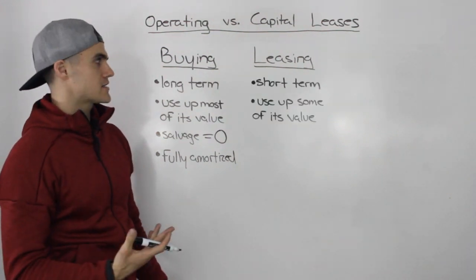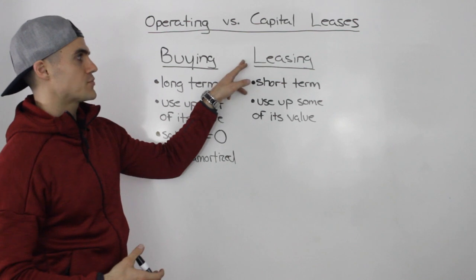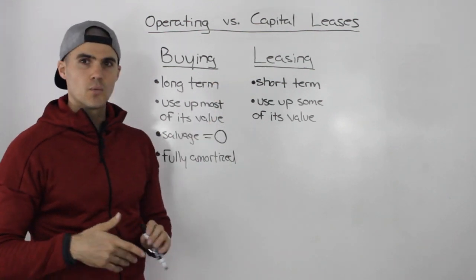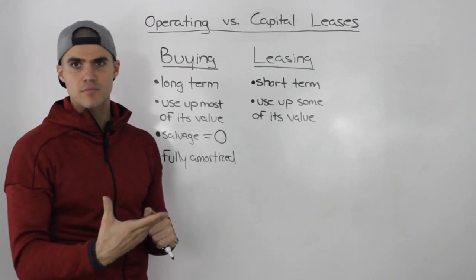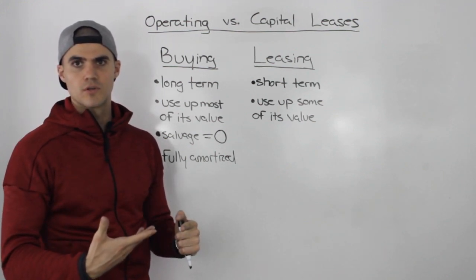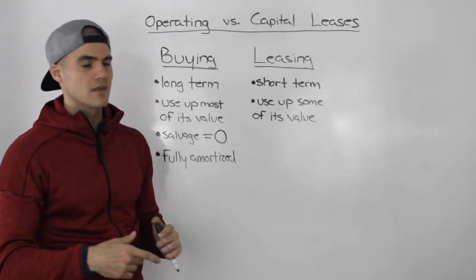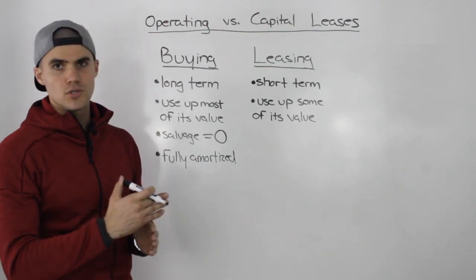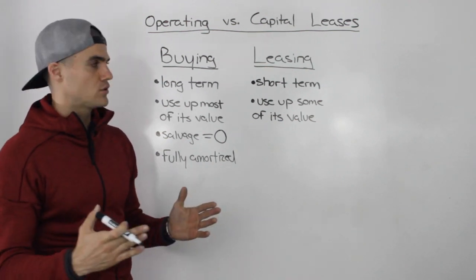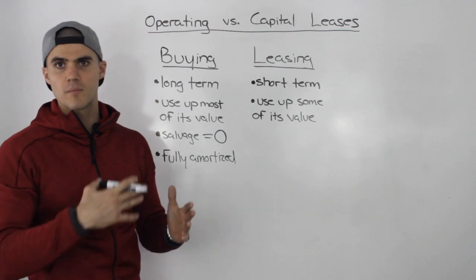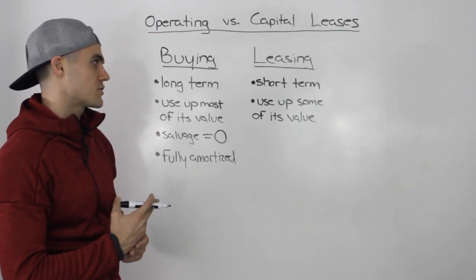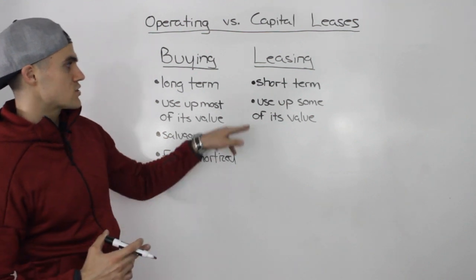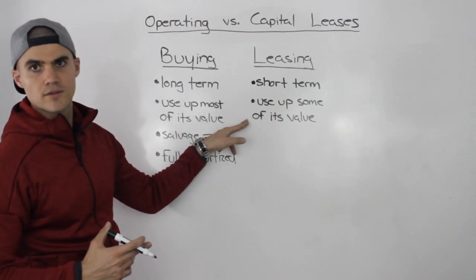Now, in contrast, when we look at the other option, leasing an asset, we naturally think of leasing or renting something for a short term, for a short period of time, because we're not going to be using its full value. We're just going to be borrowing it from an owner for a certain period of time and then paying that owner a certain fee to use it. So we're only going to use up some of its value.